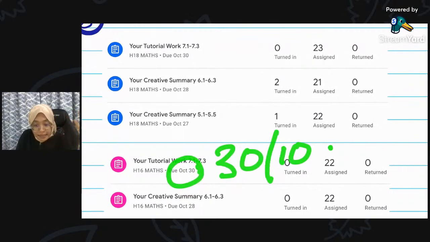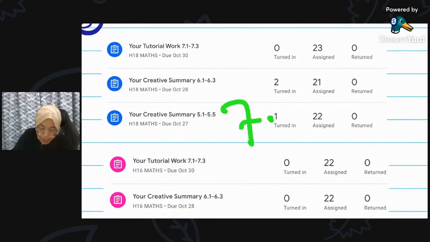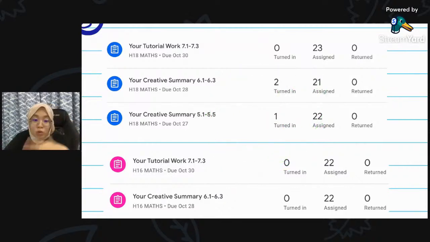Kenapa saya bagi lambat sikit? Sebab it is 7.3 yang you guys belum buat lagi tutorialnya. Jadi I give you time, tapi janganlah drag you punya kerja sampai nak tunggu chapter 7.3 baru nak start buat 7.1, 7.2. I don't like that. I already expect that this week you have done 7.1 and 7.2. Therefore you have finished 7.1 and 7.2 for about 70% untuk minggu ni.